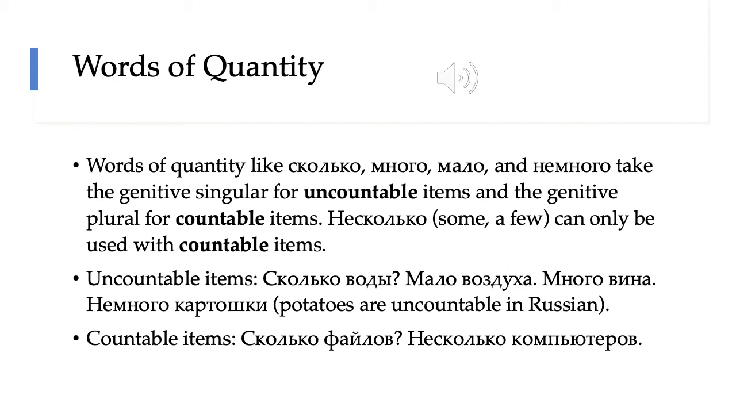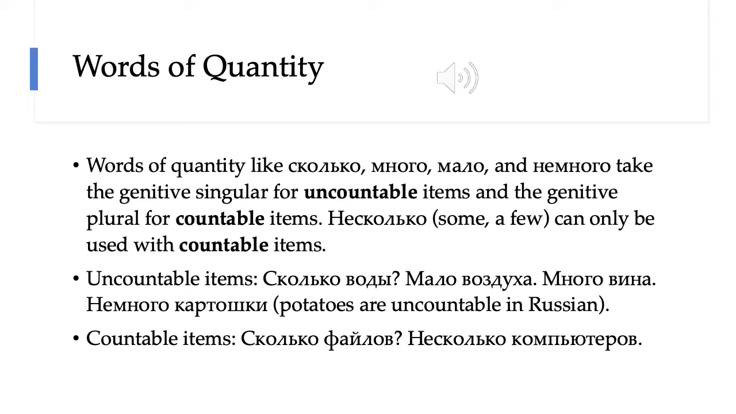So for example, kartoshka, potatoes, are normally uncountable in Russian. They're treated like flour or rice. So let's look at some uncountable items. We could say сколько воды, how much water, мало воздуха, not enough air, много вина, a lot of wine, немного картошки, a little bit of potato. And notice that those are sort of general masses.